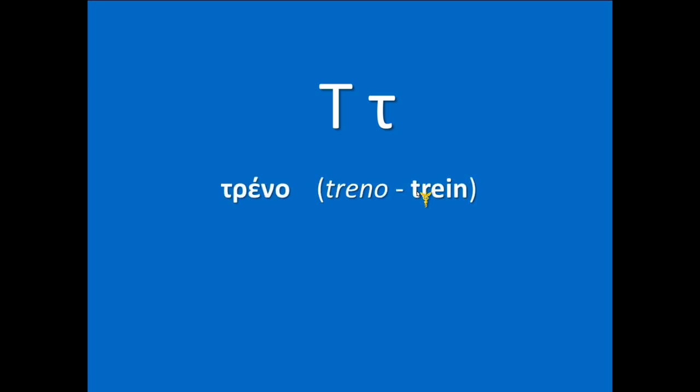Next one is the letter TAF, like treno, that means train, or the name Tassos. The letter TAF is pronounced T, like top. We write the capital TAF like this.